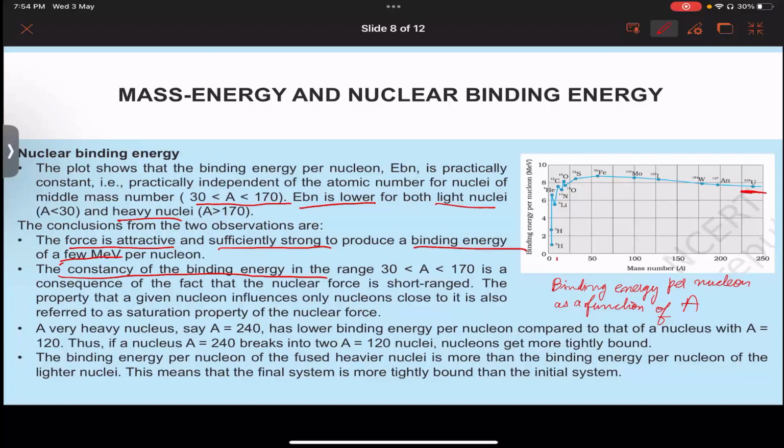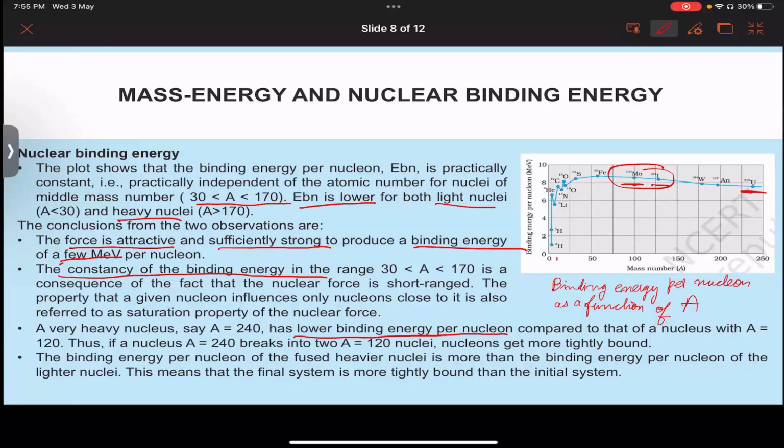it has lower binding energy per nucleon, okay, compared to that of nuclei with mass number around 120. So around 120, you can say molybdenum, and you have your iodine. Okay, so you can see that the binding energy is slightly lower than these two elements over here, when we're considering uranium.